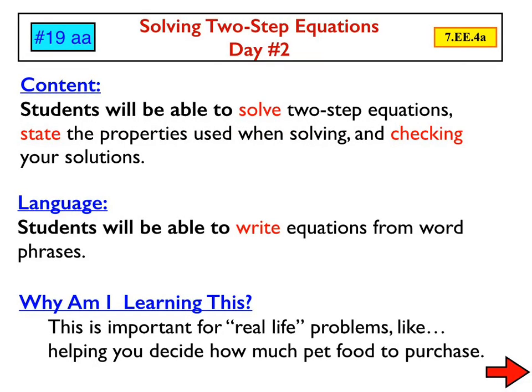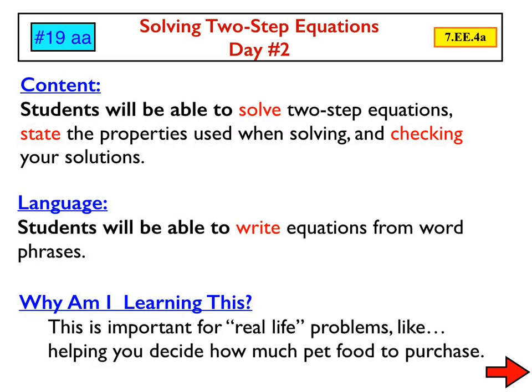Okay, today is lesson 19AA, and the reason it's AA is because it's day number 2 of two-step equations. Yesterday we talked in full detail about how to solve two-step equations. Today we're going to take that a step further and actually state the properties, which I mentioned yesterday. We're going to state the properties used when solving, and then we're also going to check our solutions to make sure that what we get is correct.